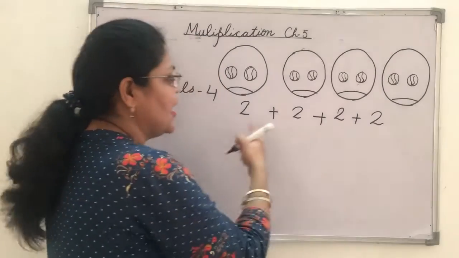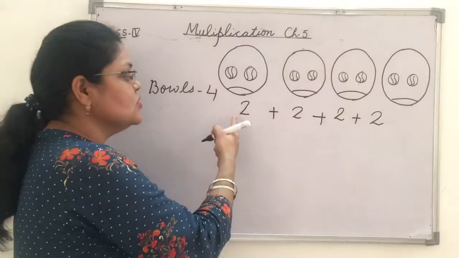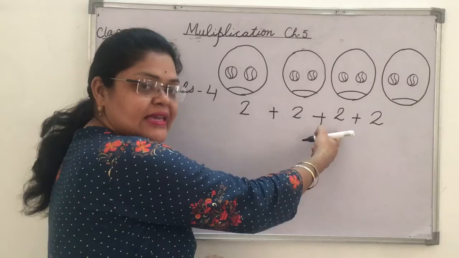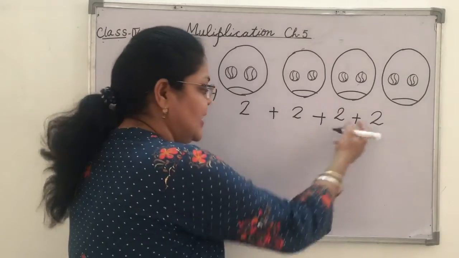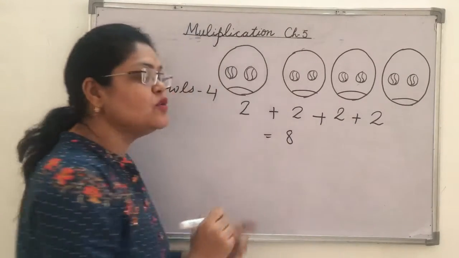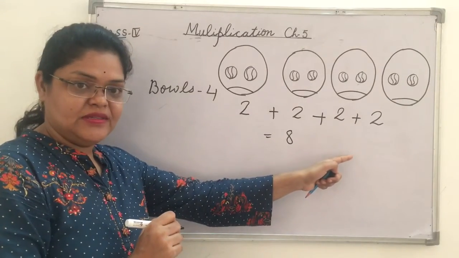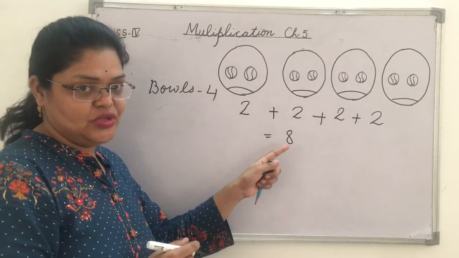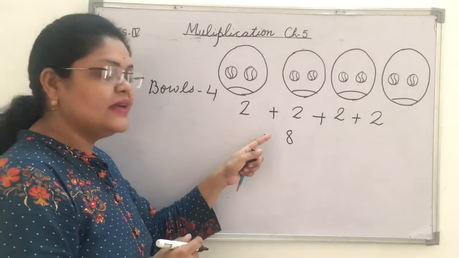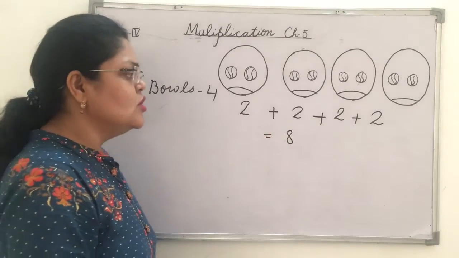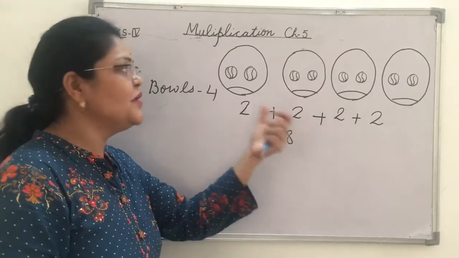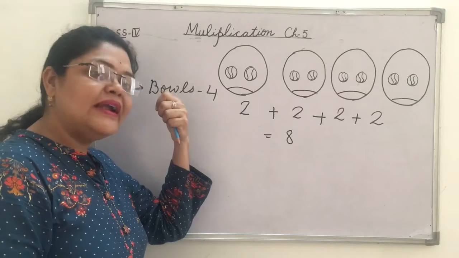How have I done this? I have added all the balls in the bowls. 2 plus 2, 4. 4 plus 2, 6. 6 plus 2, 8. So I have to add 2 four times. Right? So this is called repeated addition. So with a very short method we can add all these numbers by using the concept of multiplication.